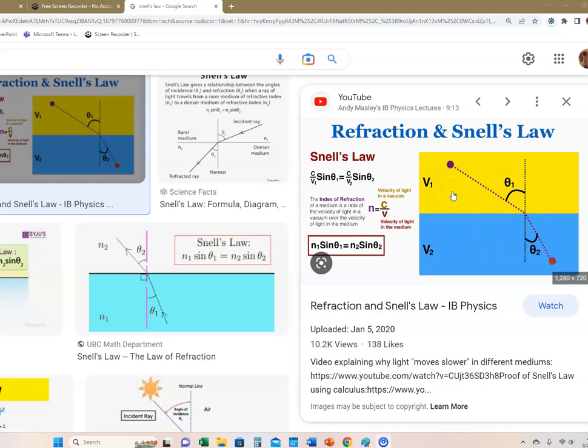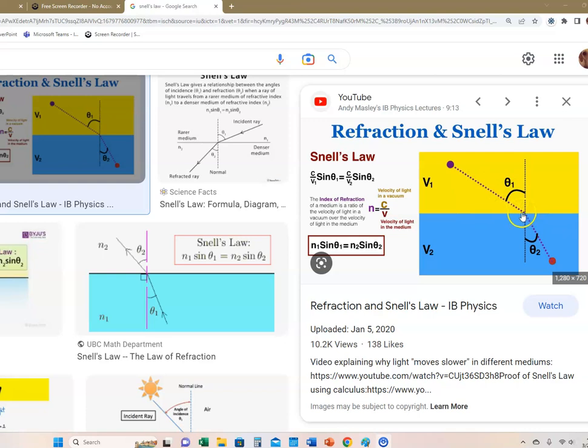If this was air, it would be n is equal to 1. If this was water, it would be n is equal to 1.333. And so what happens, of course, is the light bends towards the normal right here. And of course it works exactly the opposite. If light is coming out of the water and going into the air, the light would bend away from the normal.